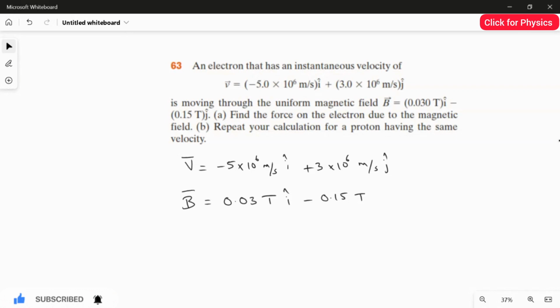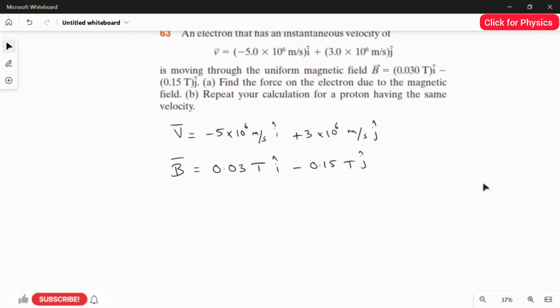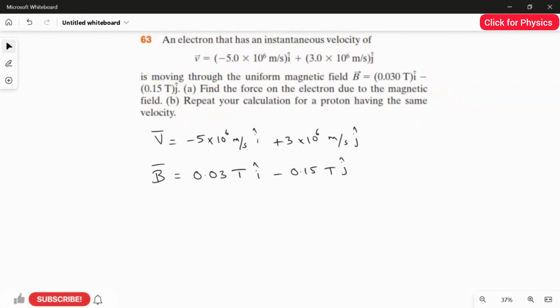0.15 Tesla j cap. So here we are going to use the rule of magnetic force calculation based on the charge. So what is the rule? F_B is equal to charge multiplied by v vector cross B vector. So this is the rule we are going to use in this question, where q is the charge value, v is the speed of the charge, multiplied with the magnetic field.